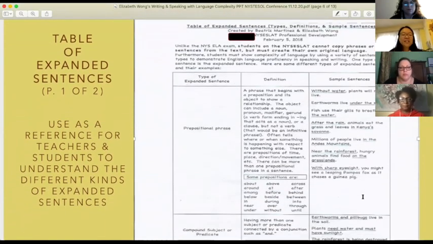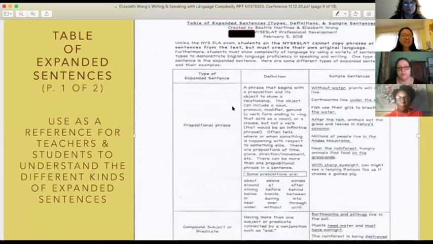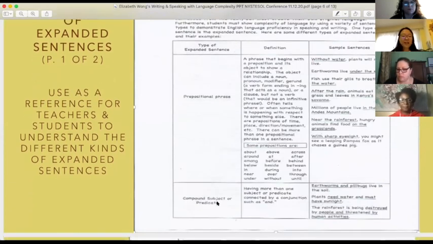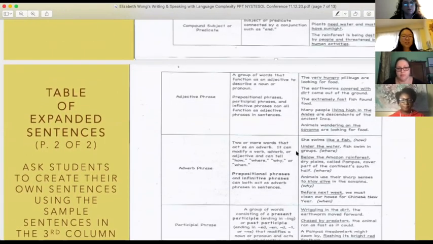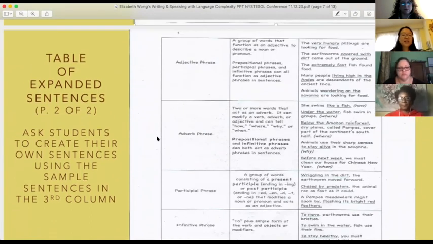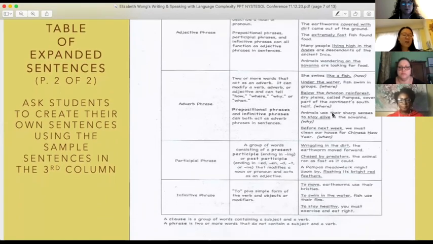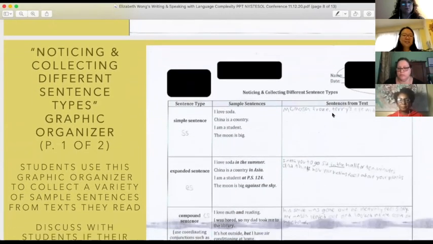Okay, so for the expanded sentences, my colleague Beatrice Martinez and I at my school, we created this table of expanded sentences because we realized there's so many different types. So there are prepositional phrases, right? There are compound subjects or predicates that make a sentence expanded. And again, we have given definitions and sample sentences. It's actually two-sided. So on the back, adjective phrases, adverb phrases, participial phrases, and infinitive phrases also make expanded sentences. So we just thought this was a nice reference for teachers because teachers might not know what adverb phrases are, participial phrases. And then again, that third column with the examples can be very powerful for students. When they have examples, they can better understand and come up with their own sentence types.